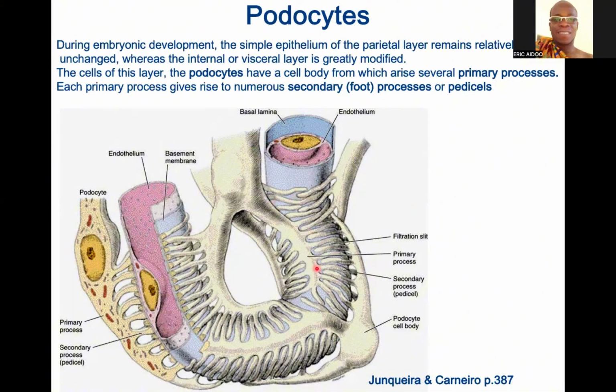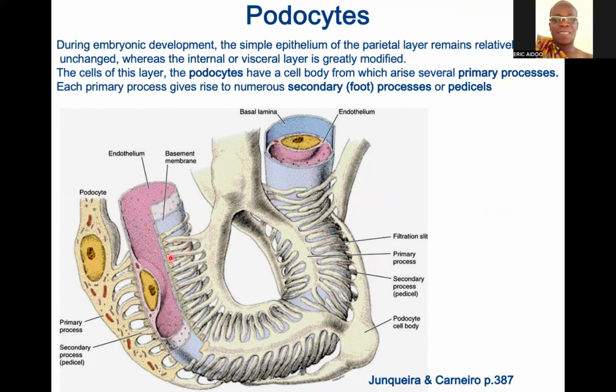So the podocyte is found between the visceral layer of the Bowman's capsule and the glomerulus. This is what happens. So you start having primary foot processes here. Okay, so that's a podocyte. And then it develops primary foot processes, which will also branch to form the secondary foot processes, and within which you get the filtration slit.